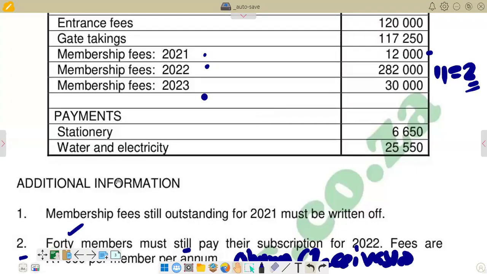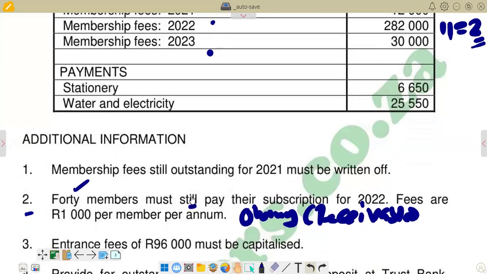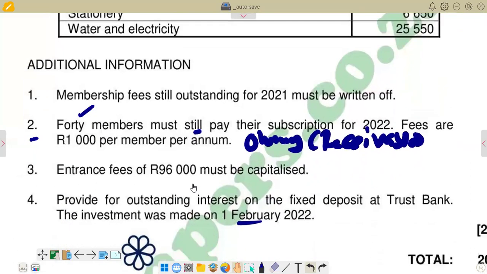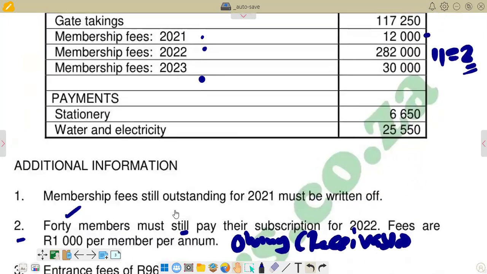For other payments, we are saying we've got stationery 6,750 and water and electricity 25,550. So before you enter these figures, you also check if you've got anything that is affecting stationery and water and electricity in additional information. If it's there, you adjust. If it's not there, you take the figures as they are. We have got nothing that is affecting our stationery and water and electricity. Stationery cost, we have 6,750. Then water and electricity, we have got 25,550. So go there.